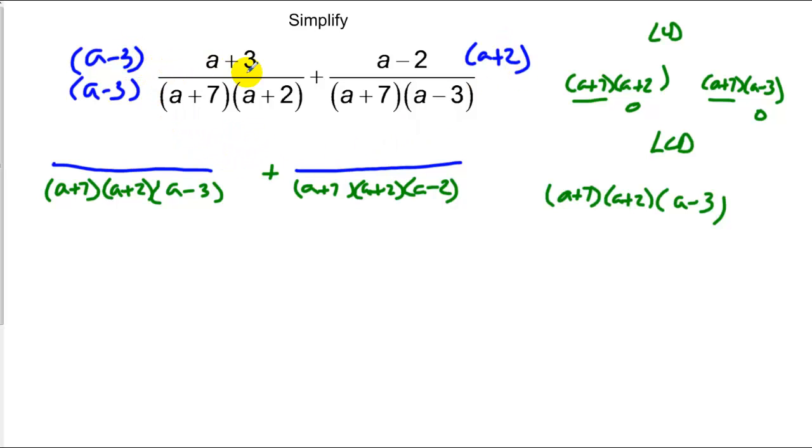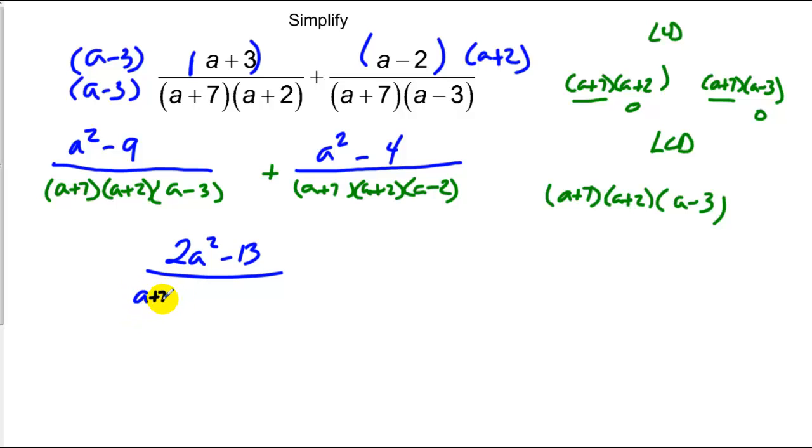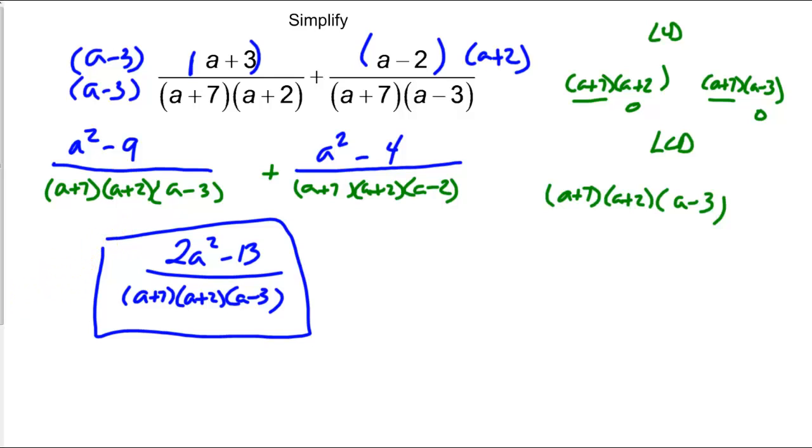So in each of these cases, I'm going to need to multiply a binomial by a binomial. In other words, I'm going to have to FOIL. So when I FOIL this out, I get a squared minus 9 because middle term goes, and this goes to a squared minus 4. Add like terms, a squareds are in common, so that's 2a squared minus 13 over my LCD of a plus 7, a plus 2, and a minus 3. And you'll notice this numerator term doesn't factor, therefore there's no common factors to reduce, and I'm done.